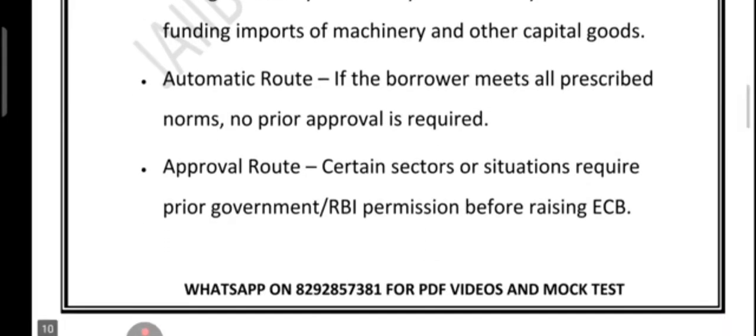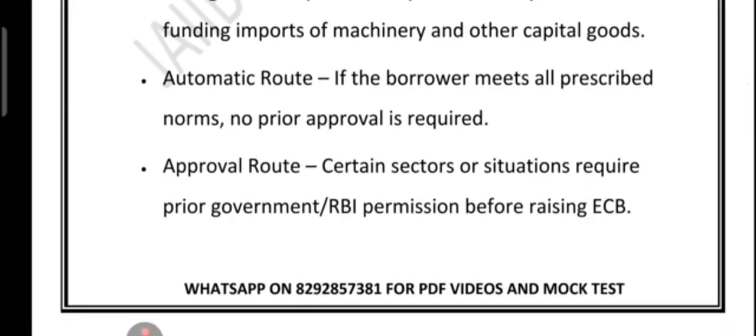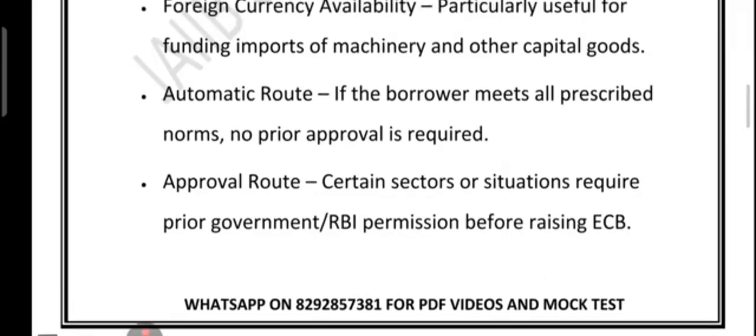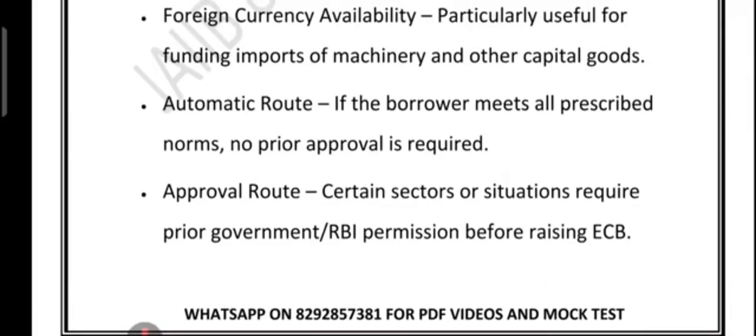There are two ways to raise ECB: automatic route and approval route. Automatic route means if you meet RBI rules, you don't need prior approval. That is called automatic route. Approval route means for certain sectors or cases, you must get permission from RBI or the government before borrowing, right? So there are two kinds of routes: automatic and approval. So in short, we can say ECB is a way for Indian companies to borrow big, often cheap, from an overseas lender, but always under RBI watch.